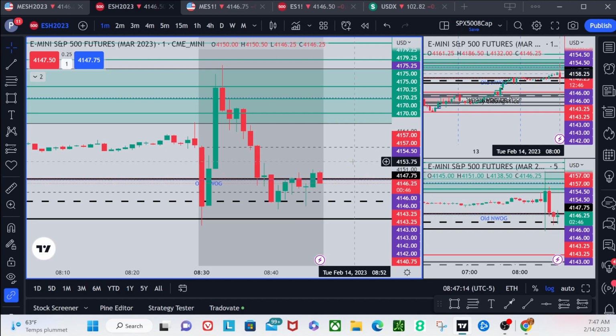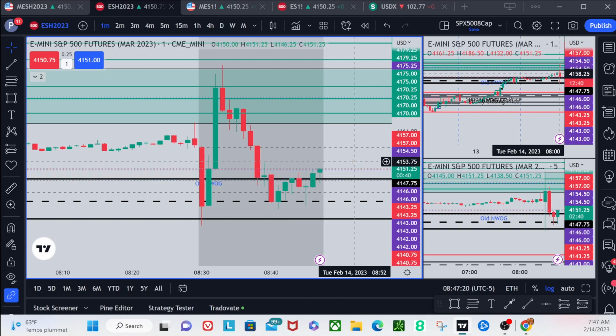For NASDAQ traders, look at your February 14th, 08:38, 1-minute candle. There's a fair value gap there. Extend that out in time.